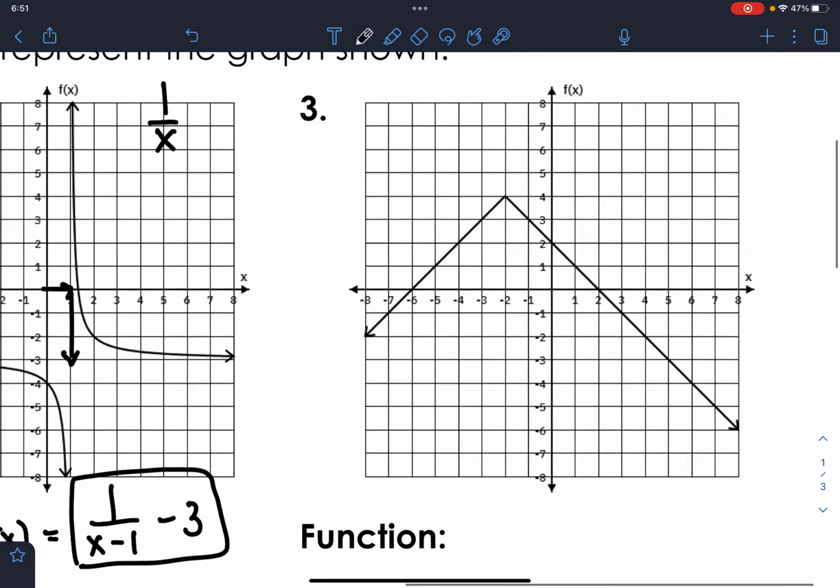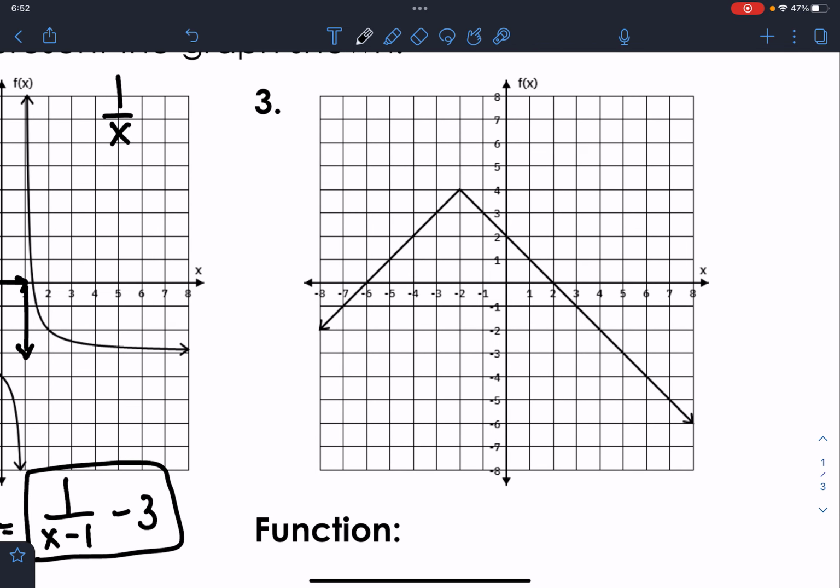For number 3, this function again is the absolute value function, and this function is upside down. So flipping it upside down so the V can open downwards right here simply requires us to have a negative outside the absolute value, so like this. But this graph is also shifted from the original position.